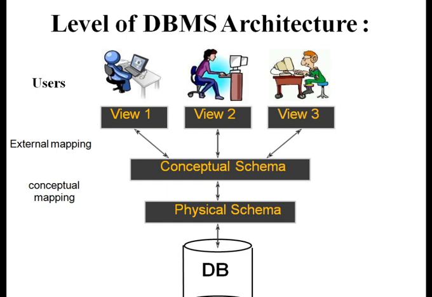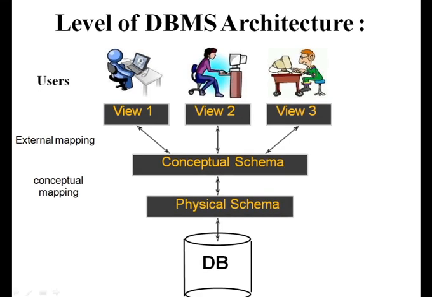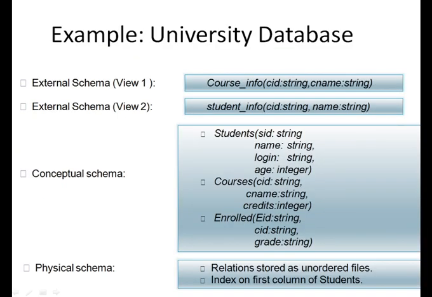Users, n number of users, can send a query from a laptop, desktop machine or mobile. Now the external mapping is done with one single conceptual schema, that is the logical level, and the conceptual mapping is done with the physical schema, and the physical schema deals with the database. So the levels of data abstraction are the physical schema at the lowest level, the conceptual schema, and the view level.